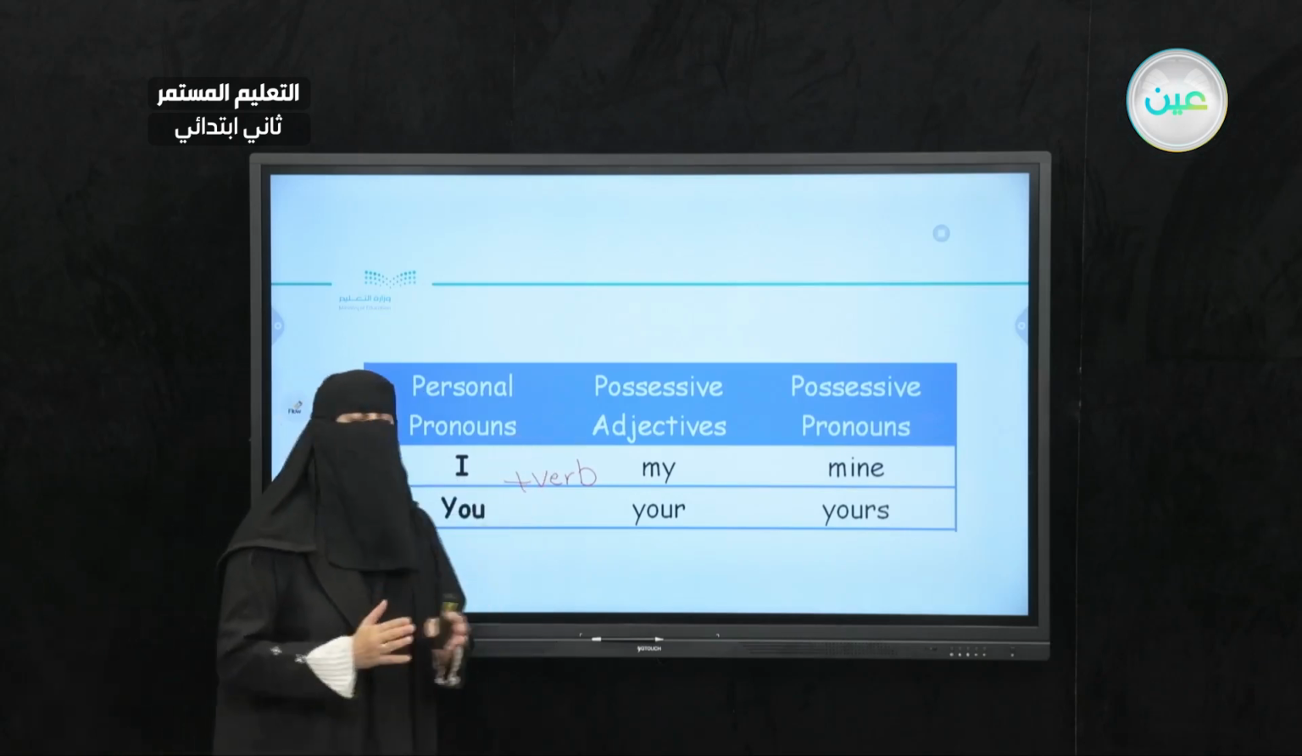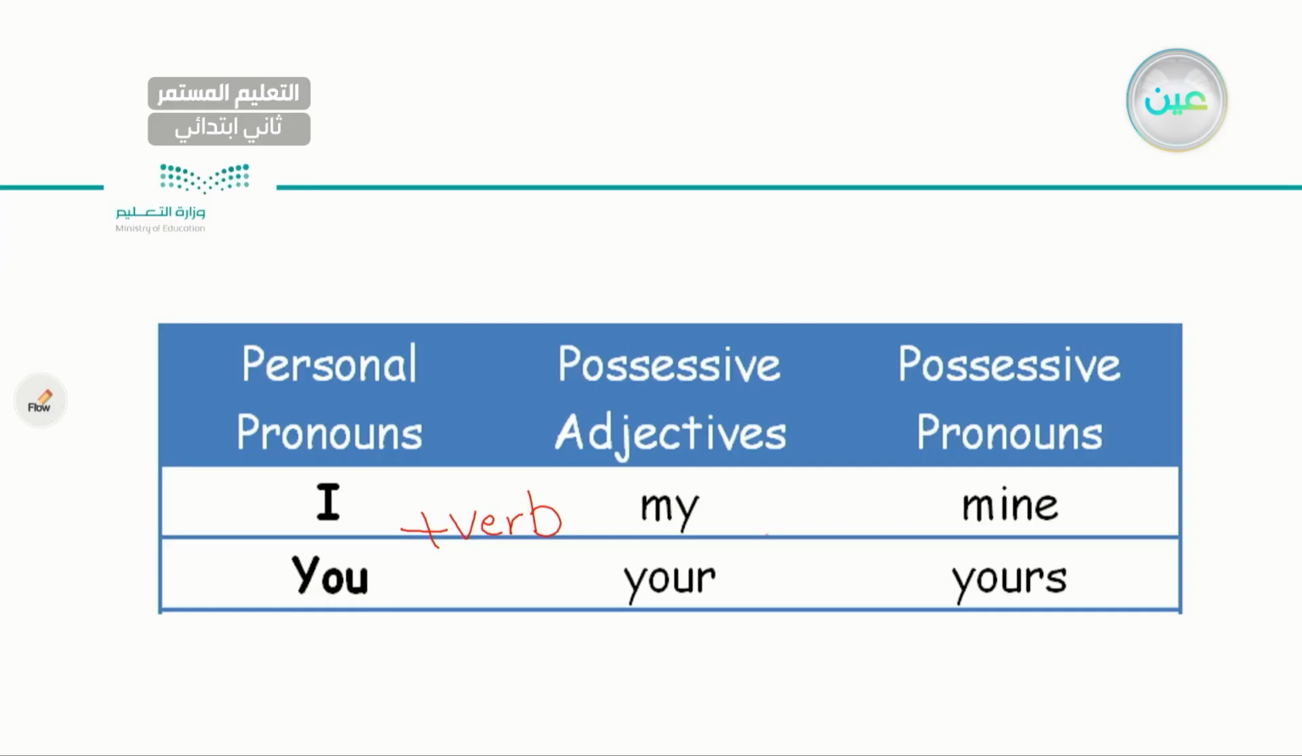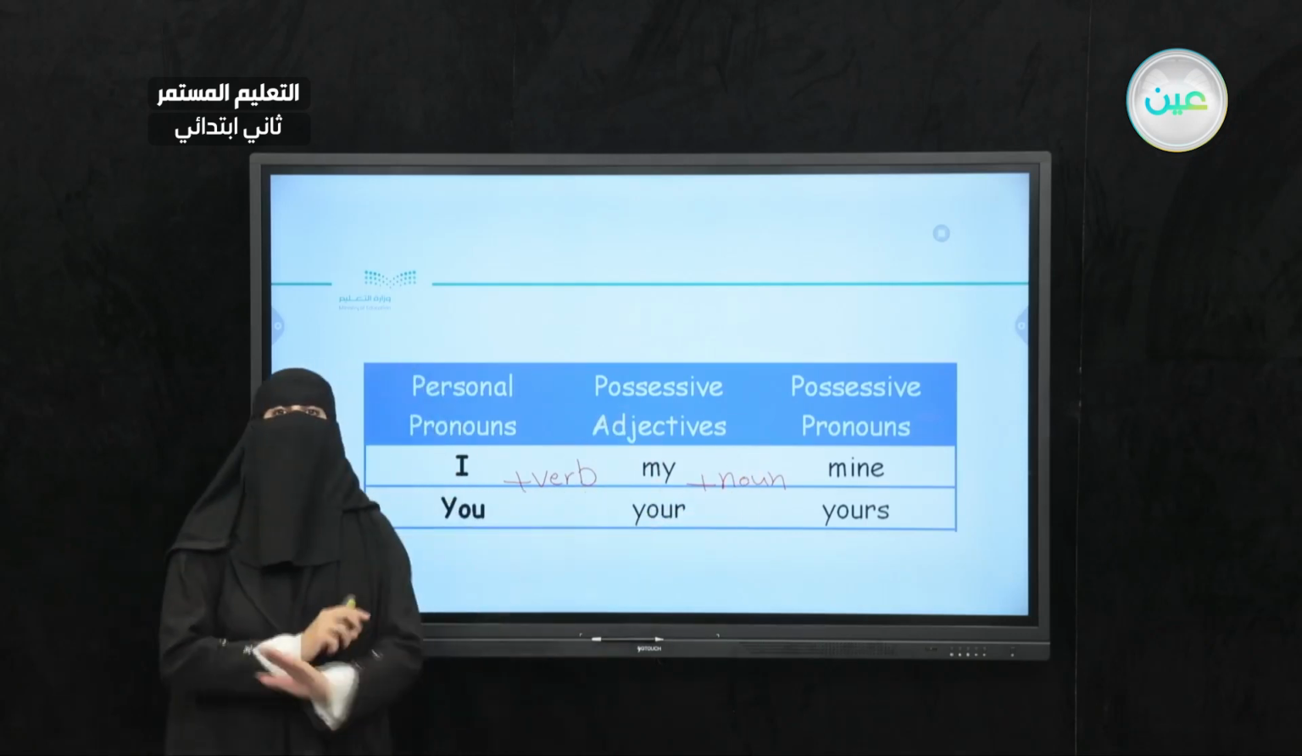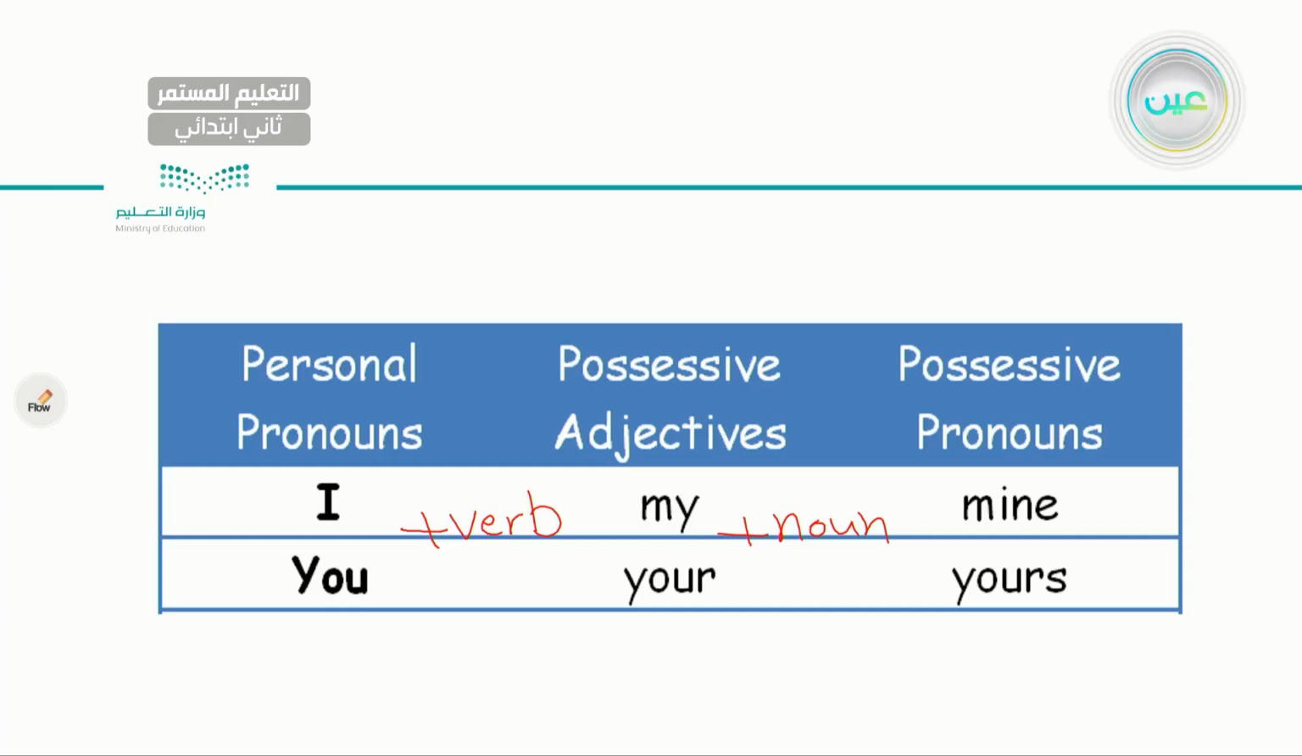While for the possessive adjectives, they are followed by a noun. Very good. They are followed by a noun. My family, your family, our country, his house, her job. Okay? But if we move to the possessive pronouns, it's followed by nothing. So I don't need anything here. Okay? So let's form sentences. I have a car. It is my car. The car is mine.